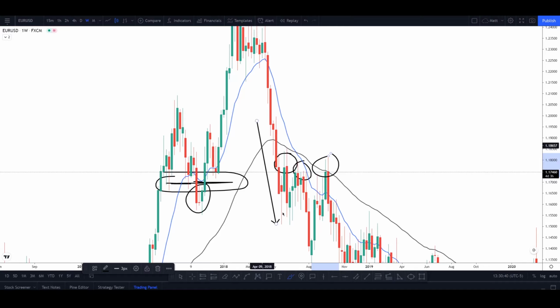So right over here, as soon as it dropped below, once again, this is where support would have turned into resistance.